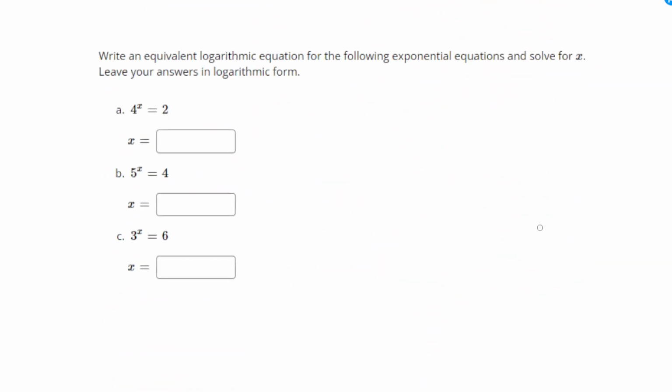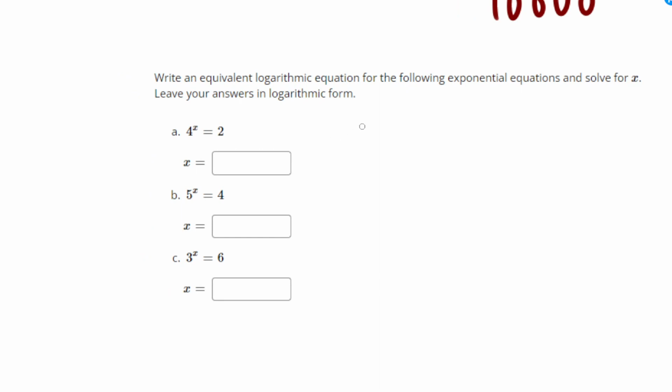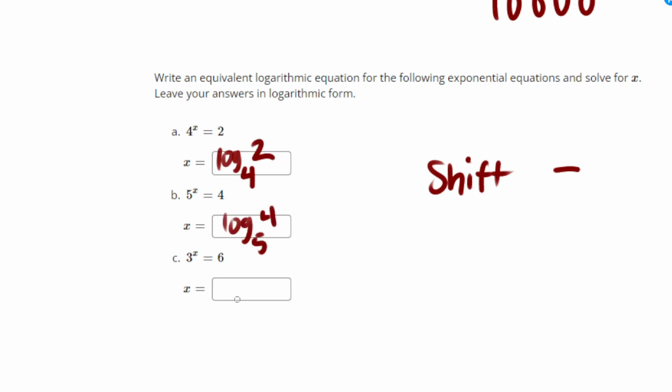Awesome, so 4. Write an equivalent logarithmic equation for the following exponential equations and solve for x. We know in this case, we're going to basically do x equals log base 4. Now, to do the base in Lumen, you're going to do shift underscore, like shift minus, which does an underscore. So log base 4 of 2. Log base 5 of 4. Log base 3 of 6.